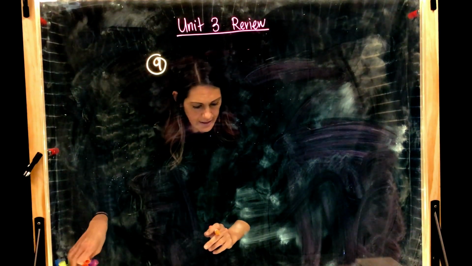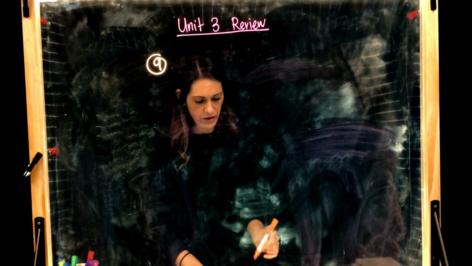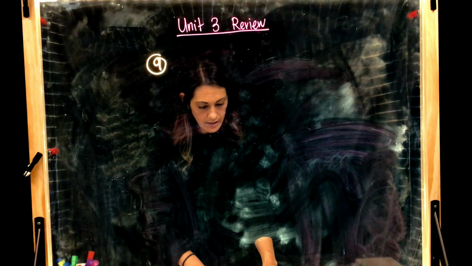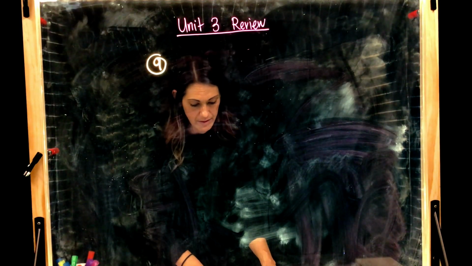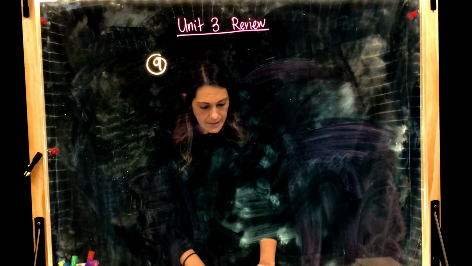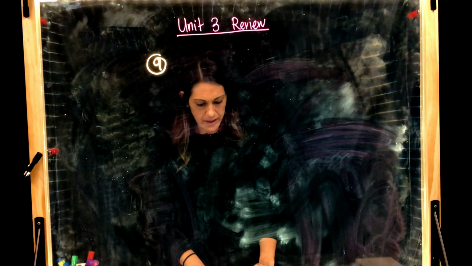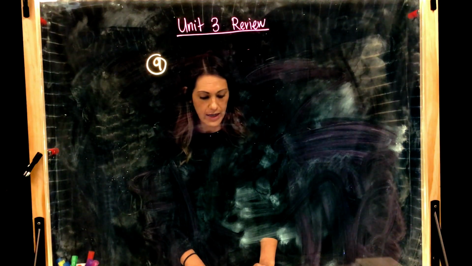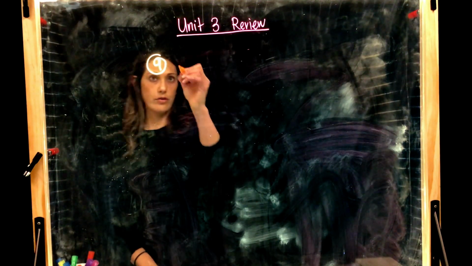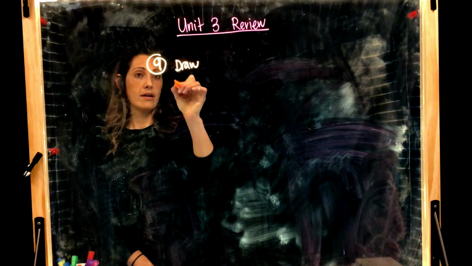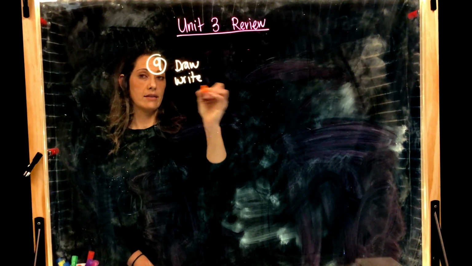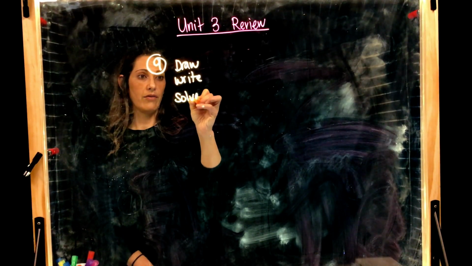On number 9, it says Ben has a piece of cord that is 40 feet long, and he wants to cut the cord into pieces to tie up the tomato plants in his garden. How many pieces can be cut if each piece is half a foot long? I have to draw a diagram and then write and solve an equation. So I have to draw something, I have to write something, and then I have to solve, okay?